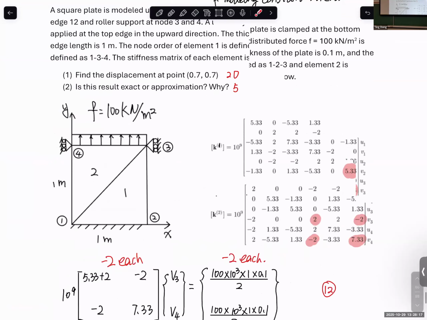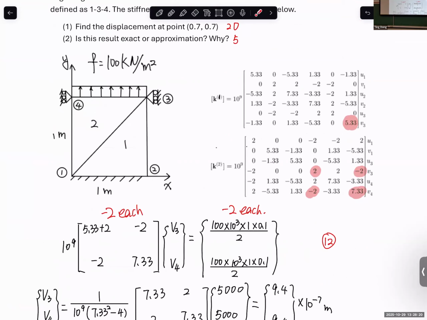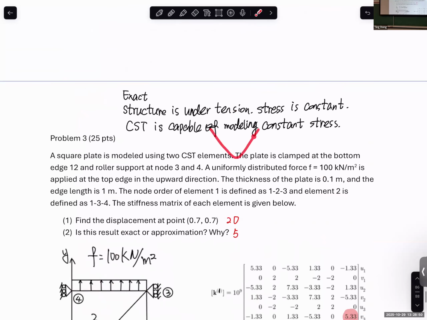let's forget about FEA. Think about mechanics of materials. In the first class in mechanics of materials, you have something fixed at the bottom, and you have a tension applied to the structure. What is the stress in the structure? F over A. F over A is a uniformly distributed force in the whole structure, the tensile stress caused by the tension force. It is originally constant, and we use the constant strain, constant stress triangle to model it. Of course, we can get the exact result.